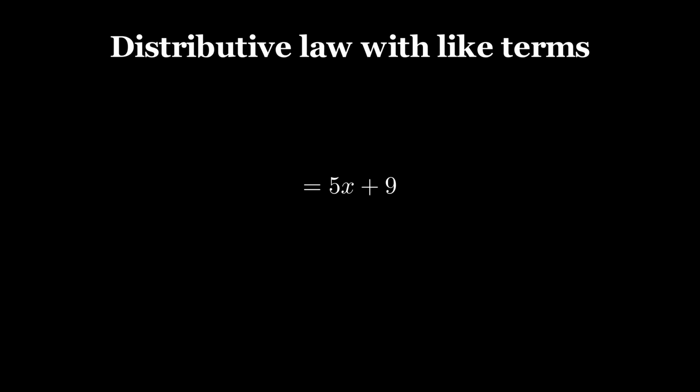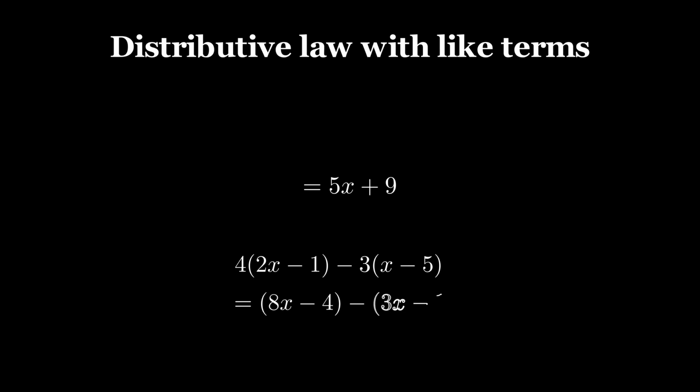Second example. 4 times (2x minus 1) minus 3 times (x minus 5). Distribute. 8x minus 4 and then minus 3x minus 15. That gives 8x minus 4 minus 3x plus 15. Combine like terms. 8x minus 3x is 5x and minus 4 plus 15 is 11. So we get 5x plus 11.